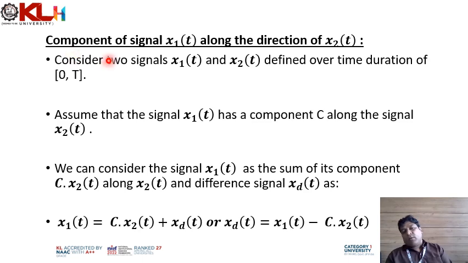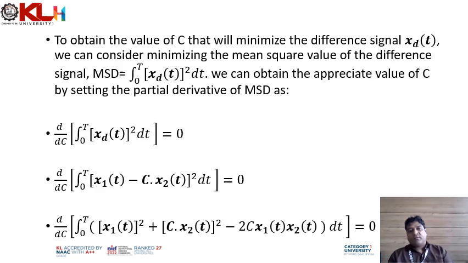Now similarly we are going to discuss what is the component of the signal x1 along the direction of the second signal x2. We can write that x1 is equal to the component C times the second signal x2 plus the difference signal xd. This difference signal we can write as x1 of t minus C times x2 of t. Now we are going to obtain the value of the component that will minimize the difference signal, which is xd.